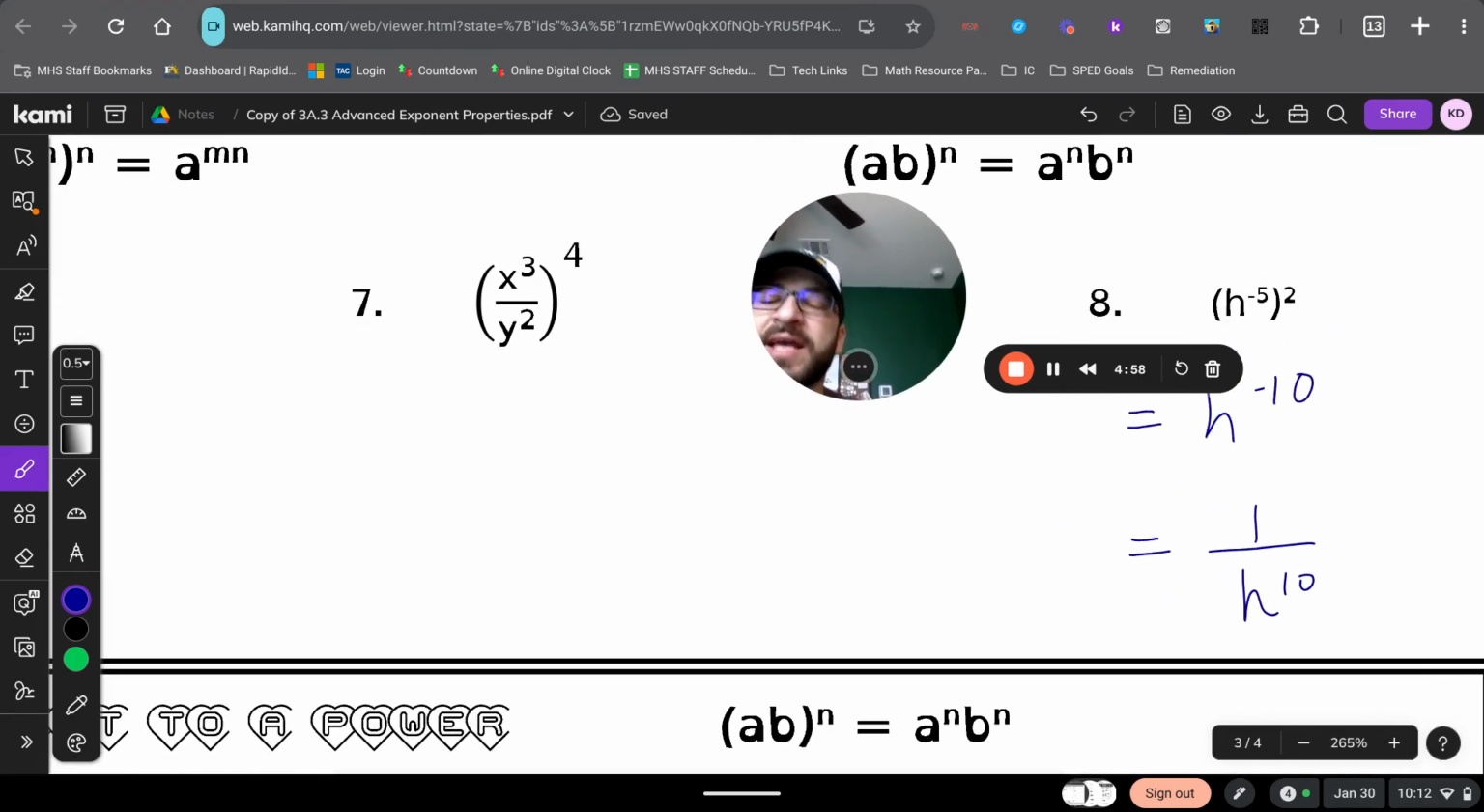Now I skipped 7 for a reason, because 7 is just a little bit different. You notice we have x cubed over y squared, so we have multiple things inside of those parentheses that are all being taken to a 4.